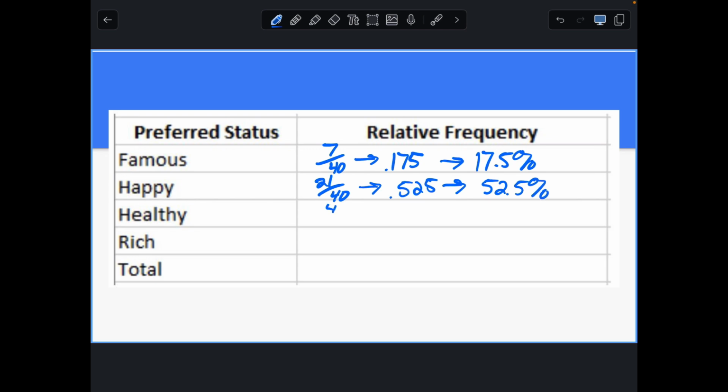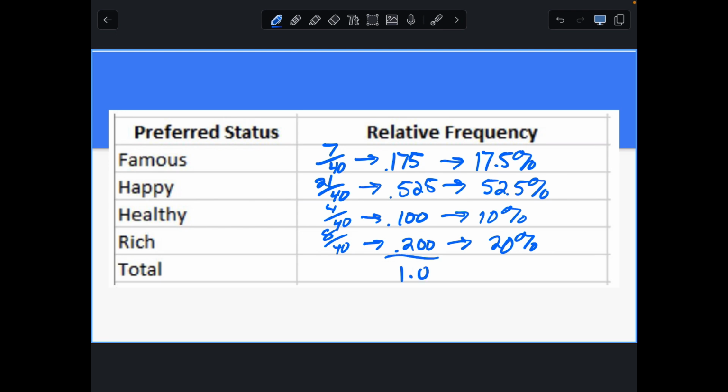4 people chose healthy, 4 out of 40, which is 0.100, which becomes 10%. And finally, 8 out of 40 people chose rich, which is 0.200, which becomes 20%. Okay, and again, if you're unsure, you can add all of these up. If you add up all these decimals, it does in fact come out to 1.0. If you add up all these percentages, it does in fact come out to 100%. So that way we know.